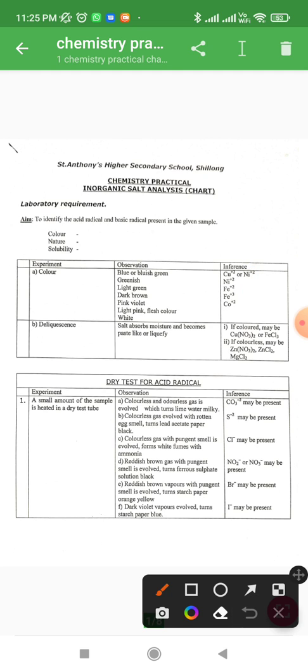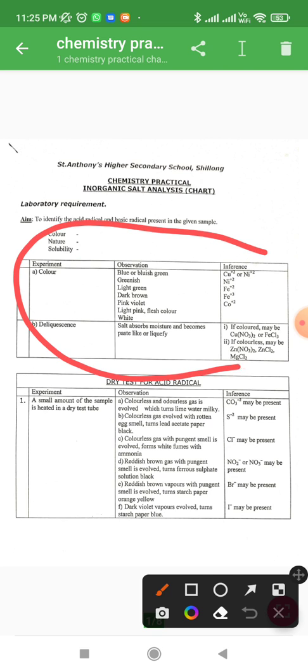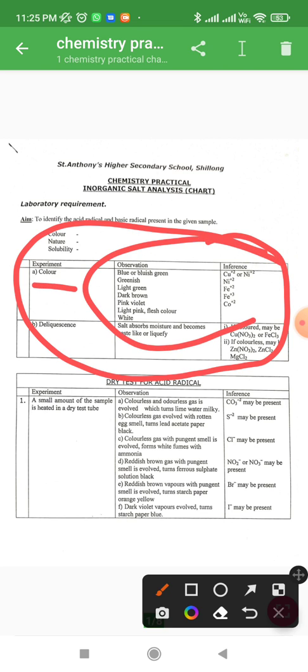And solubility, most of the salts given to you will be soluble in water. So solubility will be soluble in water. Now this part which is given, that is just for your assumption. This is not to be written in the practical record. By looking at the color we can guess what could be the possible basic radicals present in your salt. And looking at the nature, deliquescent, I hope you know the meaning of deliquescence.